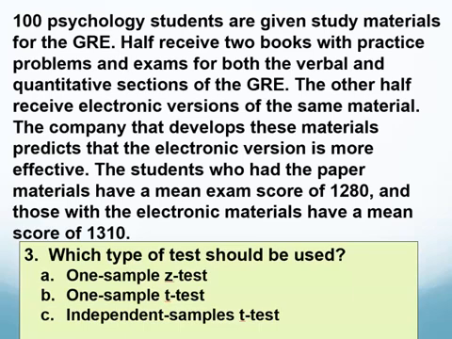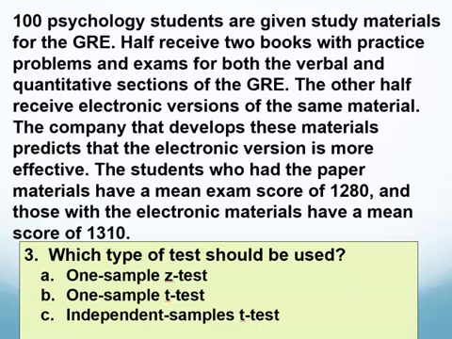So, how many samples in this particular design? Hopefully you determined there were 2, right? Half received books, the other half received electronic versions, right? So you're either in the book group or the electronic version, but you're not in both groups. So this particular design is made up of 2 separate samples.